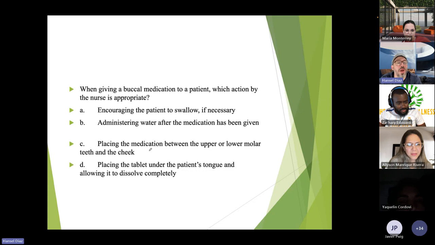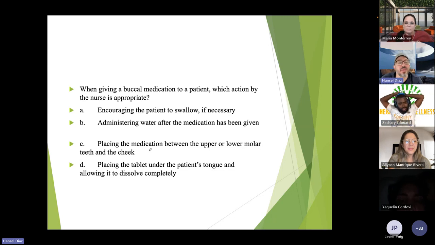Do you tell them to swallow the medication? No. C or D? Tell me. Place the tablet under the patient's tongue and allow the... No, under the patient's tongue. It's a C. Placing the medication between the upper and lower molar. The first two are PO. The last one is sublingual. C, in the cheek, like this, right here. Between the upper or the lower molar teeth and the cheek.